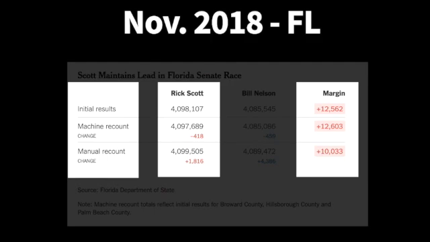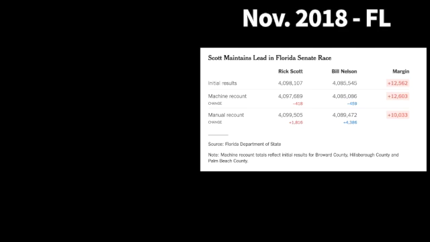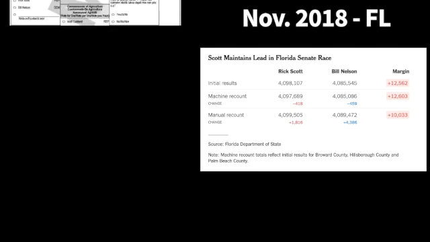And then they started doing a manual recount that showed there were some votes not counted by the machine that you could pick up manually. That narrowed the margin to 10,000 votes. So again, a very, very close election. It was sued over in the courts to make sure it was valid, and the results were verified. Rick Scott is now the senator of Florida, with a 10,000 vote margin.